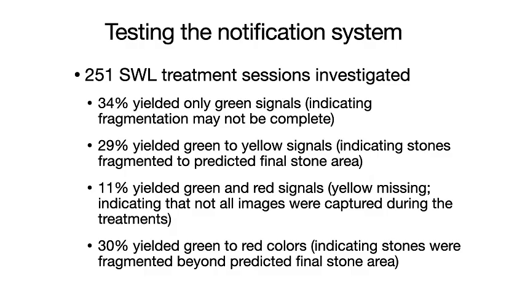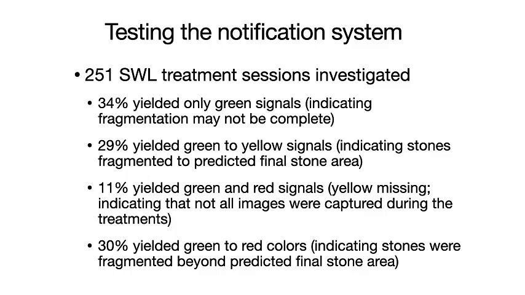29% yielded green to yellow signals, indicating that the stones were fragmented to the predicted values. 11% yielded green and red signals, yellow was missing, indicating that not all images were captured during the treatments. 30% yielded green to red signals, indicating that the stones were fragmented beyond the predicted final stone area. I am confused as to why some treatments were missing the yellow notification signal. Why were not all images captured?